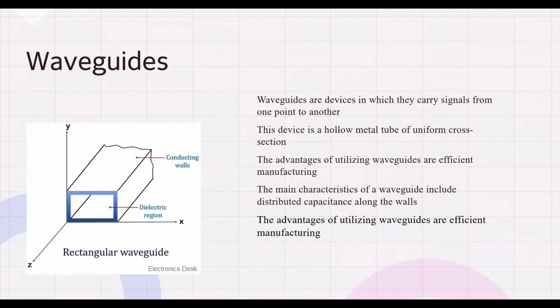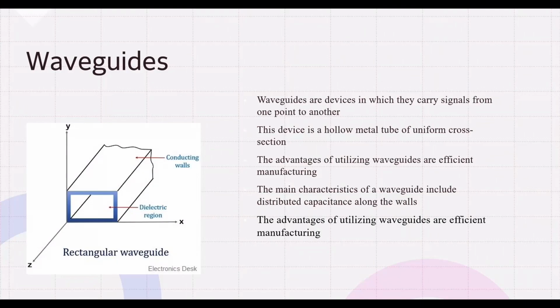The main characteristics of a waveguide include distributed capacitance along the wall in its hollow center. The tube wall produces dispersed inductance, and they are usually heavy or big and costly. The advantages of utilizing waveguides are efficient manufacturing. It can withstand high power applications. There is less loss of power, and only little attenuation compared to coaxial cables.